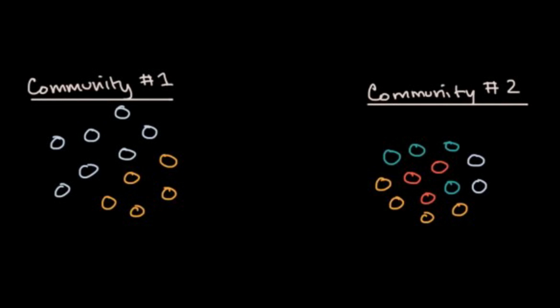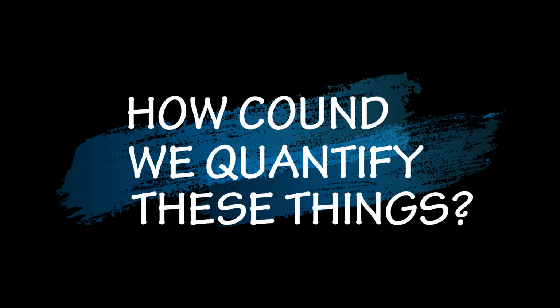Intuitively, which of these communities would you think is more diverse? If you look at community number 1, you see that it has two different colors of circles, which you could view as two different species, while community number 2 has 4 different species. So intuitively, we would say that community number 2 is more diverse. But how could we actually quantify this?